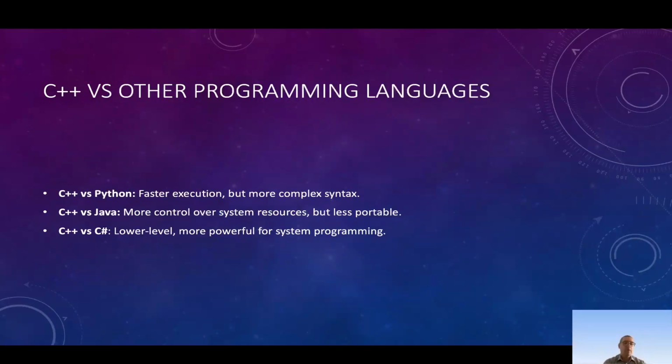For example, when comparing C++ to Python, we see that C++ has a much faster execution time, but the syntax can sometimes be a bit more complex when compared to Python. When compared to Java, C++ allows us to have more control over our system resources, but Java has the advantage of being more portable, of being able to run on more systems. When compared to C Sharp, C++ is a lower level and more powerful language which can be used for system programming.